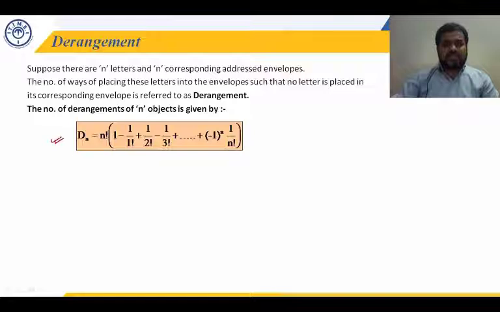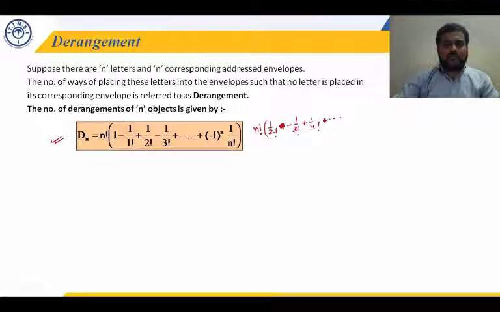So dn is given by n factorial multiplied with 1 minus 1 by 1 factorial plus 1 by 2 factorial minus 1 by 3 factorial plus and so on, till the last term will be minus 1 whole to the power n into 1 by n factorial. You can also write this formula as n factorial into, you can start from 1 by 2 factorial. There is no harm. 1 by 2 factorial minus 1 by 3 factorial plus 1 by 4 factorial and so on.